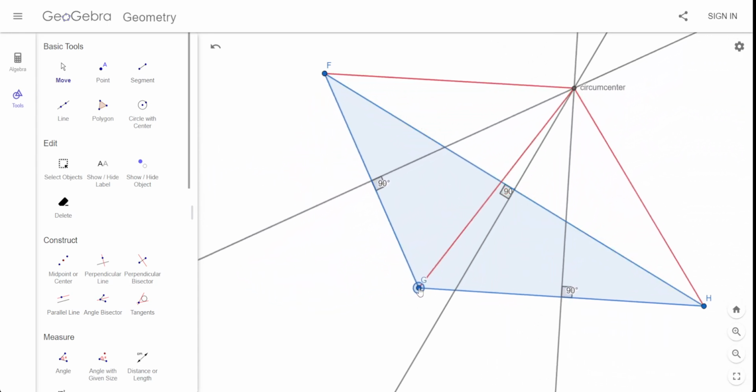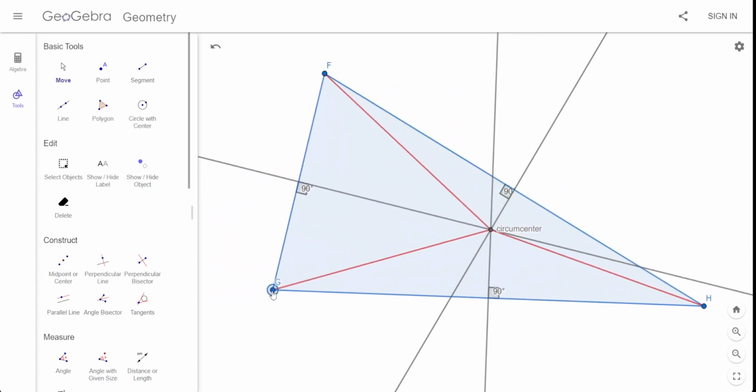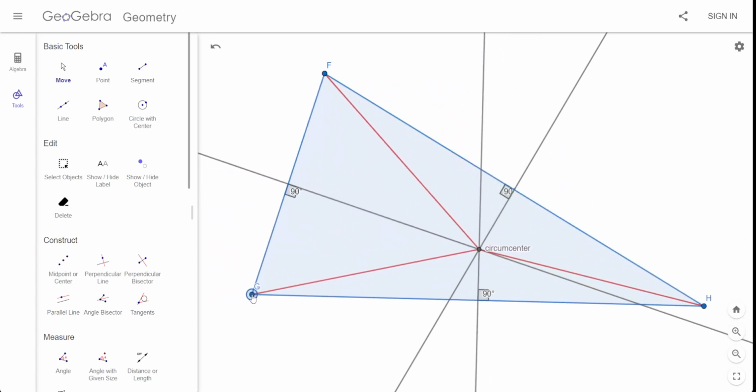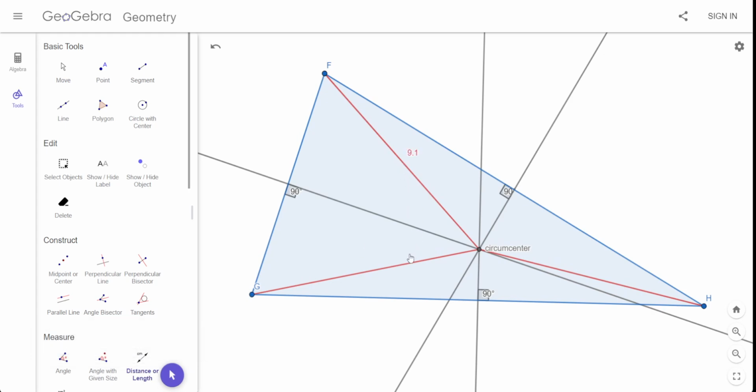It looks like they're all the same, doesn't it? Is that a guess that you would make? Yeah, it's a guess that I probably would make. All right. Let's find out for sure. How do we find out for sure? We click on distance or length and we click on these lines. So that one's 9.1 right now. Hopefully this one's what? 9.1, and guess what? 9.1. Check it out. There you go.